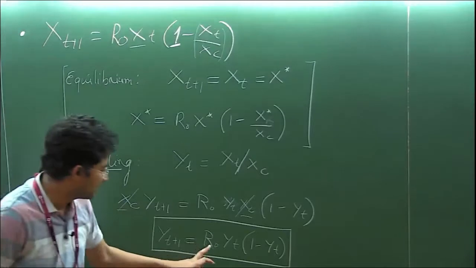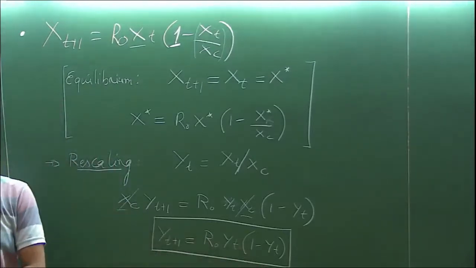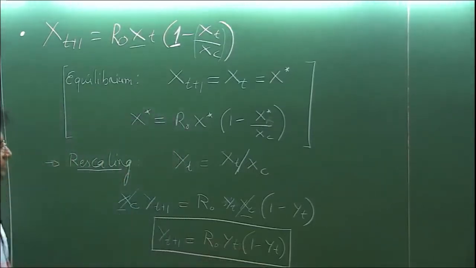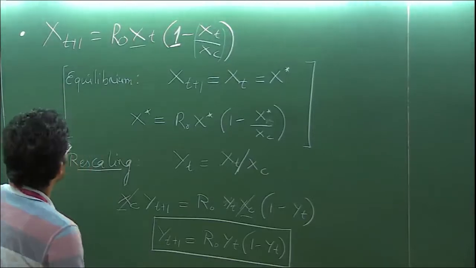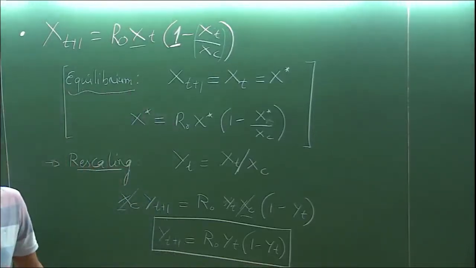But in the process I have lost one parameter, which is great. I don't have to deal with too many parameters now. I now have to understand what's the role of this parameter R0 in determining the population dynamics. So now we'll apply the idea of equilibrium to this equation, because it simplifies the algebra a little bit.